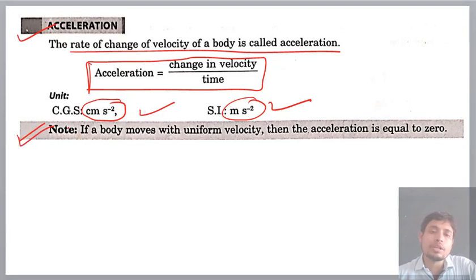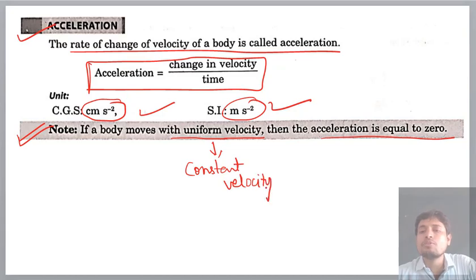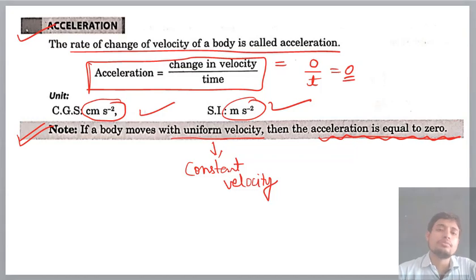One note point is mentioned here. If the body is moving with uniform velocity, then the acceleration is equal to 0. Uniform velocity means constant velocity, right? And constant velocity means velocity does not change. So if the velocity is constant, then the change in the velocity will be 0, and 0 upon time is equal to 0. That's why acceleration will be equal to 0.